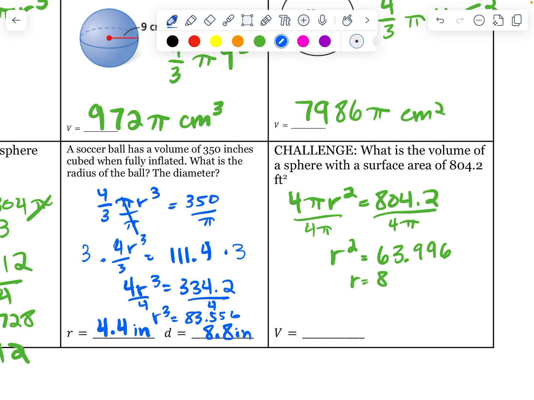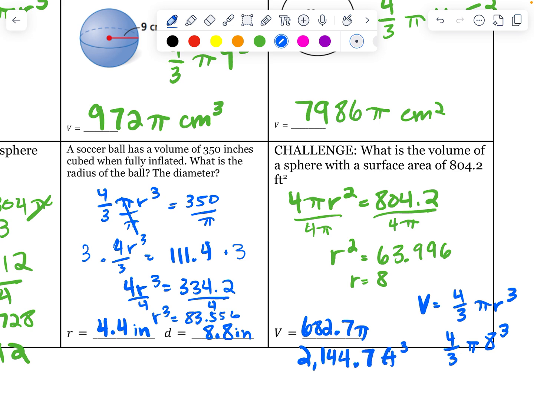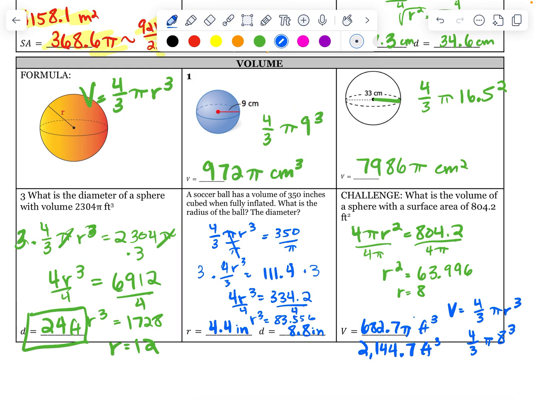So now I can find the volume is 4/3 pi r cubed. 4/3 pi 8 cubed. 4 over 3 times 8 raised to the third is going to be about 682.7 pi. I'm going to go ahead and multiply that times pi so you can see the other version too. Is about 2,144.7, what are we talking? Cubic feet. Cubic feet, because it's volume. Cool. We had to undo it to find the radius and then redo it.